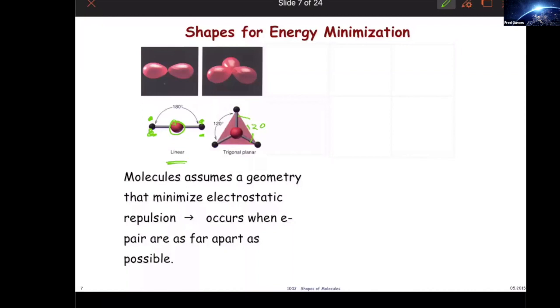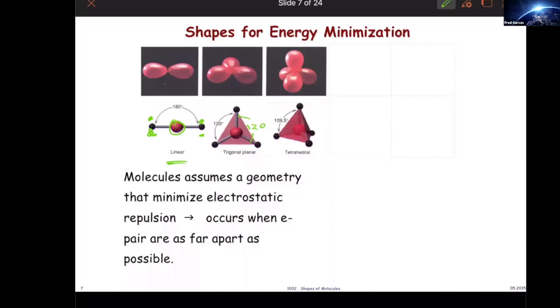If you've got four lone pairs, and this would be satisfying the octet rule, then you would have a tetrahedral geometry in which the bond angle, you have to look at 3 dimensions now, is about 109.5.